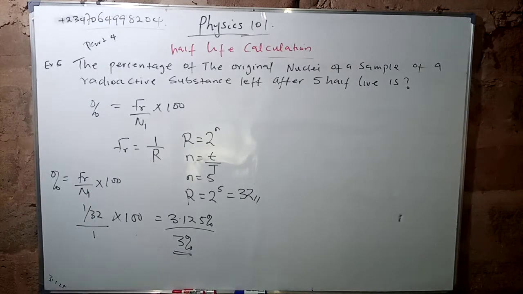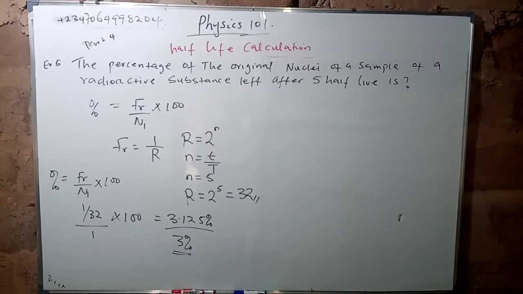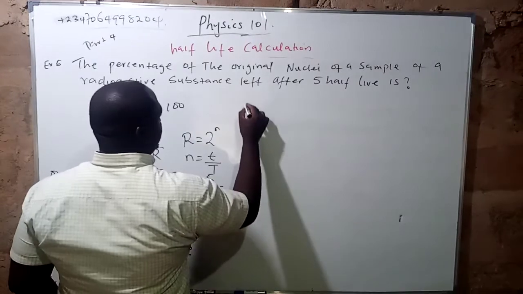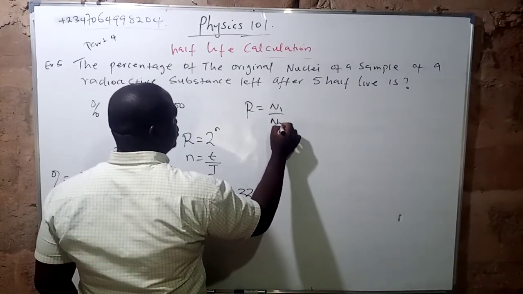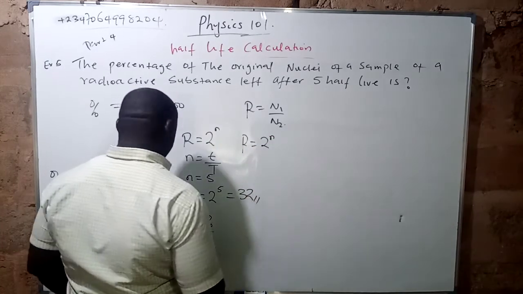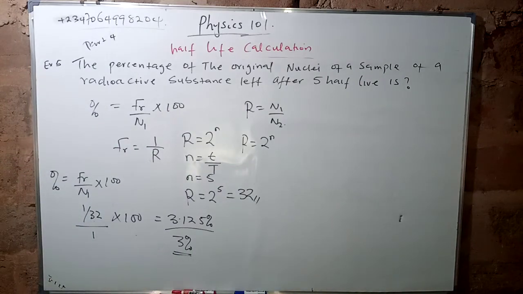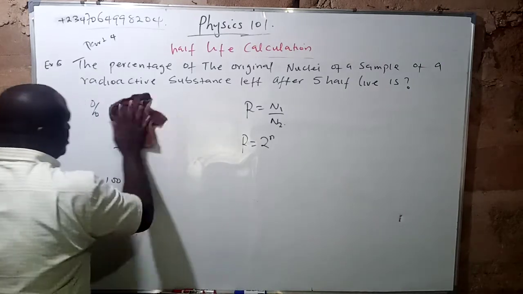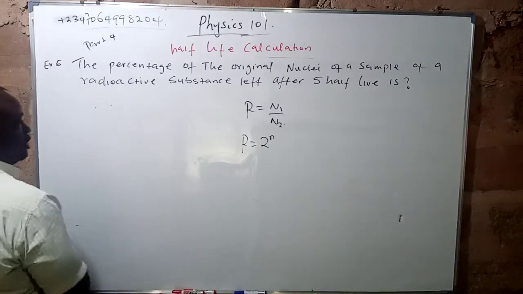So this is another very powerful formula for calculating the percentage. So please be very, very careful on how to calculate this. And I want to point out a very important formula too. Remember, we said your R is equal to N1 all over N2, and then that your R is equal to 2 raised to the power of n, right? And then we point out something, because if you don't know how to manipulate most of these formulas, it is not this question I'm solving. I want to point out something very important.